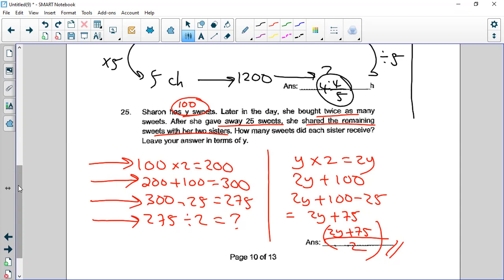Okay, but of course you haven't learned that. So Miss Ong just teach you first, so that later on when I teach you, then we don't have to talk about all this again. Okay, can we move on? All right, let's go on to question 26 already.